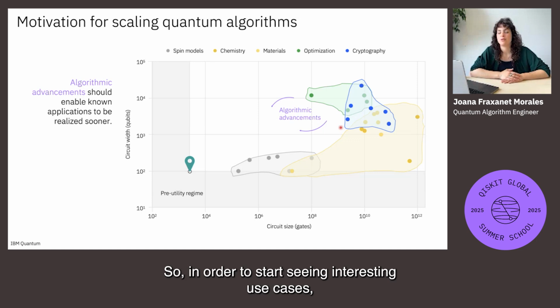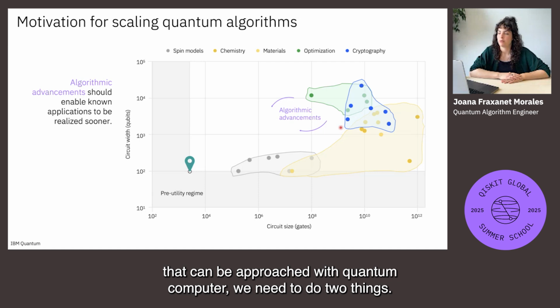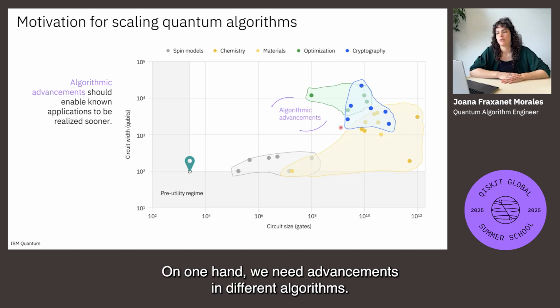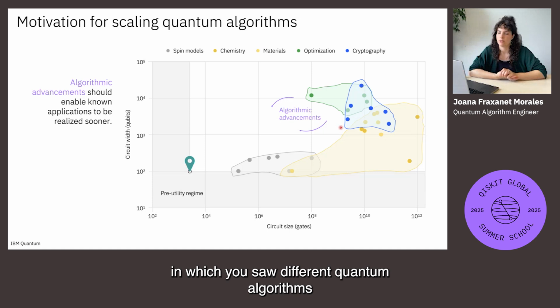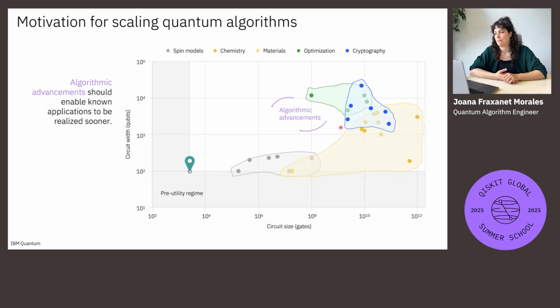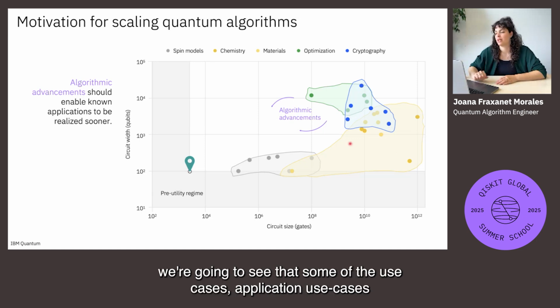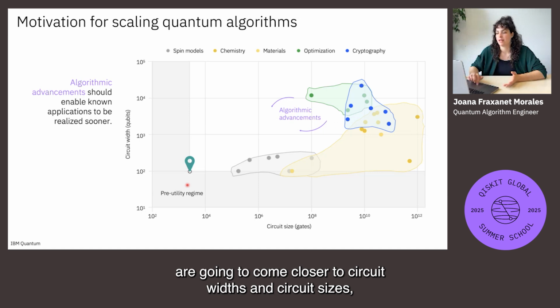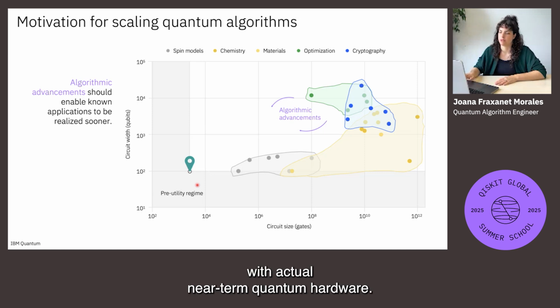So in order to start seeing interesting use cases that can be approached with quantum computers, we need to do two things. On one hand, we need advancements in different algorithms. And in this Qiskit Global Summer School, there have already been some sessions in which you saw different quantum algorithms and how we should be thinking about them nowadays. Hopefully, by making advancements in algorithms, we're going to see that some of the application use cases are going to come closer to circuit widths and circuit sizes, so number of gates and qubits, that can be executed with near-term quantum hardware.